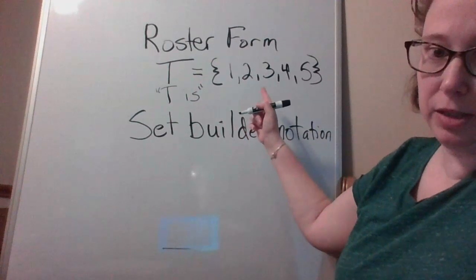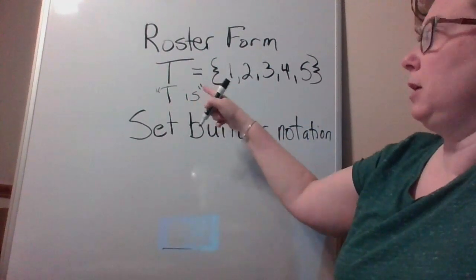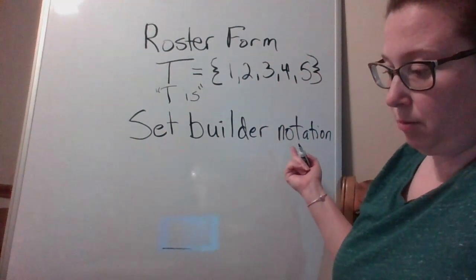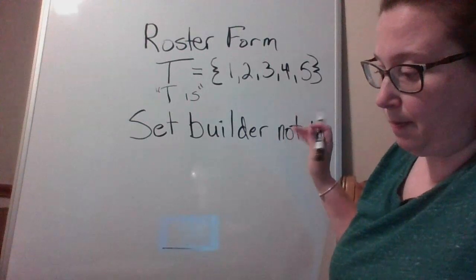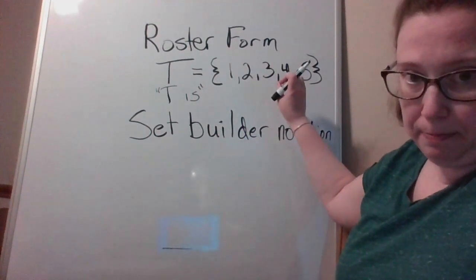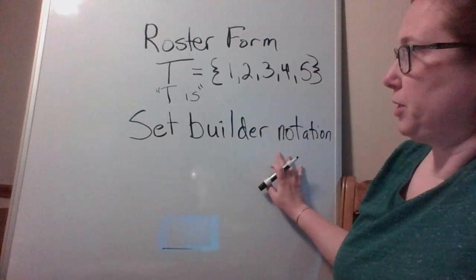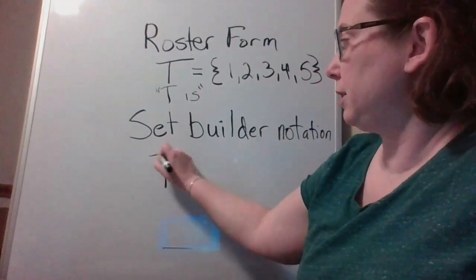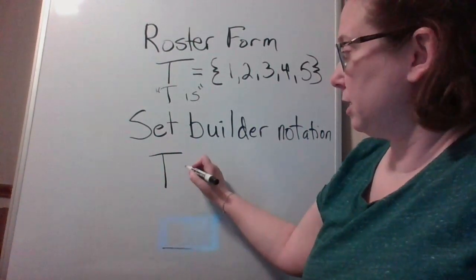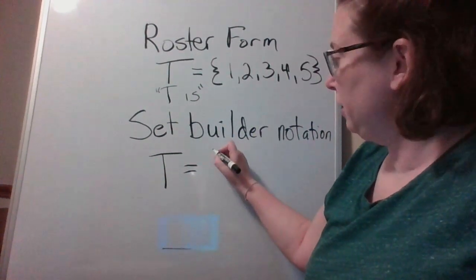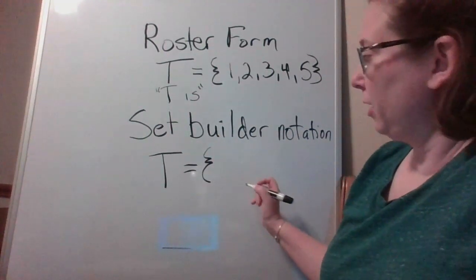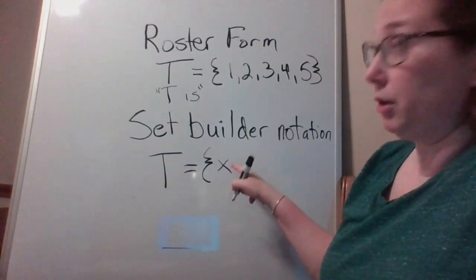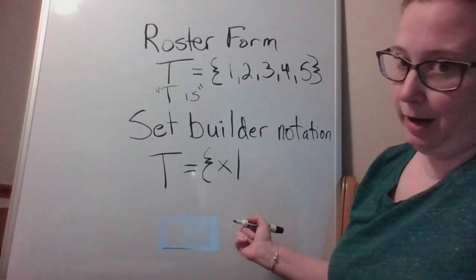So these are the elements in our set. So we say T is {1, 2, 3, 4, 5}. If we are going to write the same set in set builder notation, we still call it T. So we still say T is, and then you use your brackets again. And here we are going to say x, all real numbers x, such that.